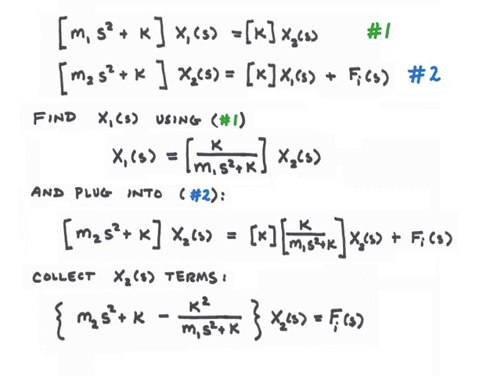We find x1 of s is equal to k divided by m1 s squared plus k, times x2 of s. And this is what we substitute into equation number 2 for x1 of s. That yields an equation, after we collect the x2 of s terms, as m2 s squared plus k minus k squared over m1 s squared plus k, all times x2 of s, equals Fi of s.